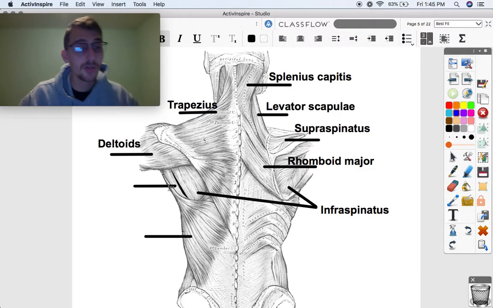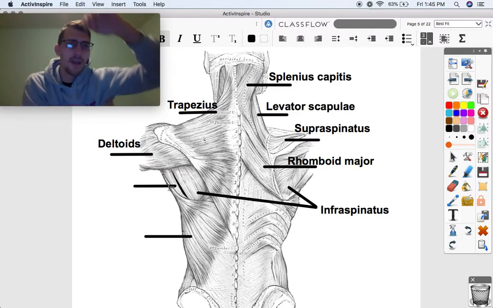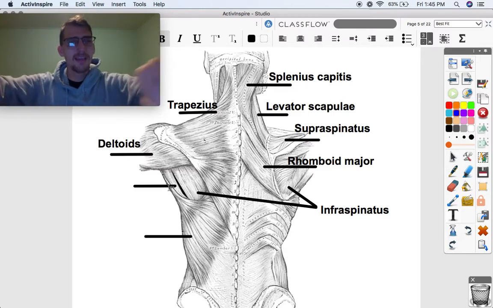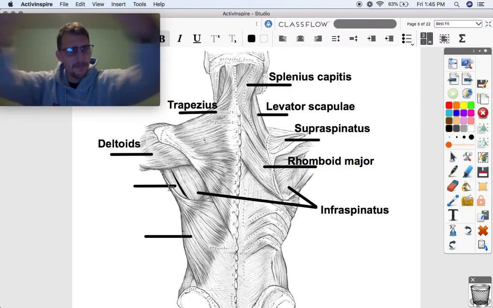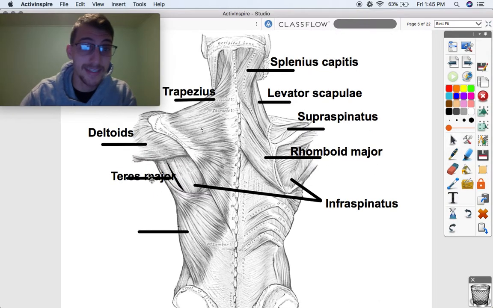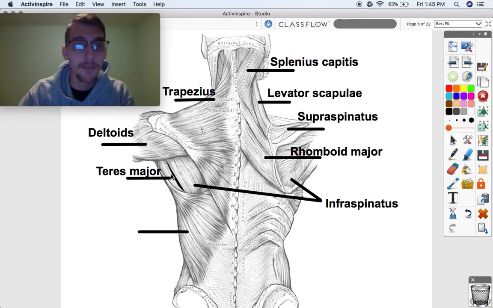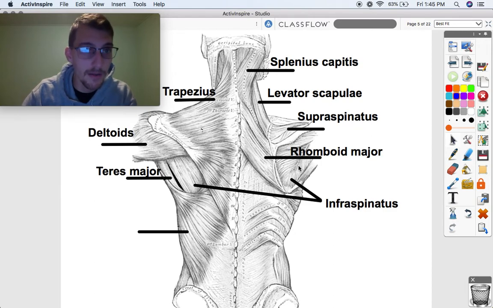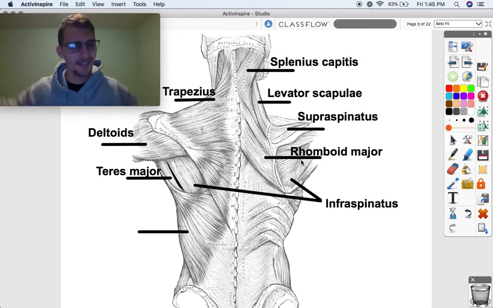We have another shoulder muscle. It's right down here. I think doing flies might work these out a little bit, but I'm not sure. These are called the teres major, and again, there's a teres minor as well. But this is teres major. You have one on either side. I'm not exactly sure what it does. Actually, I'll have to look into that.